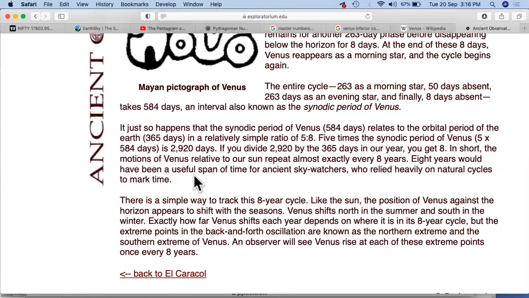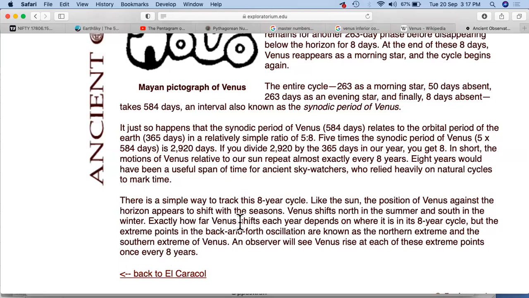8 years would have been a useful span of time to ancient sky watchers who relied heavily on natural cycles to mark time. There is a simple way to track the 8 year cycle. Like the Sun, the position of Venus against the horizon appears to shift with the seasons. Venus shifts north in the summer and south in the winter, right? So this is again something important which you just need to understand.